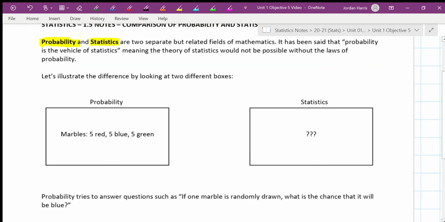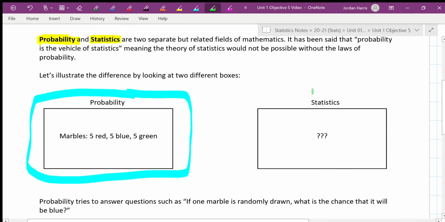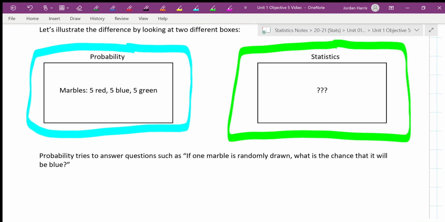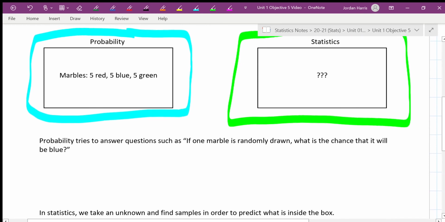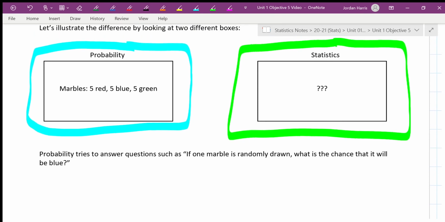Okay, so we have two boxes. This is the probability box, and we have the statistics box. For the probability box, we know we have 5 red marbles, 5 blue marbles, and 5 green marbles. In probability, we answer questions like, if one marble is randomly drawn, what is the chance that it will be blue?